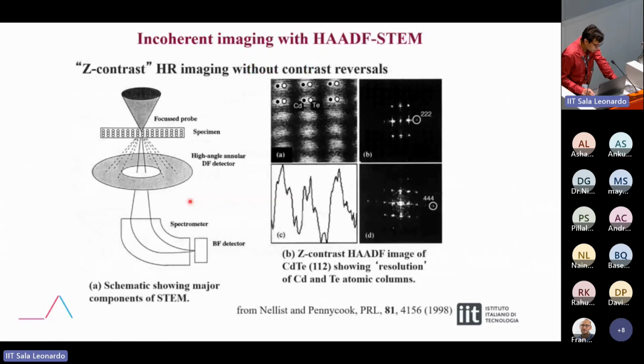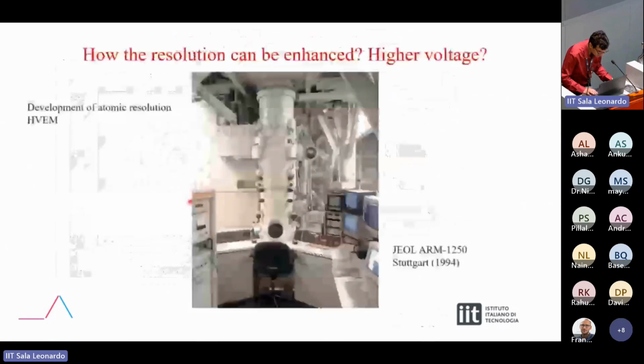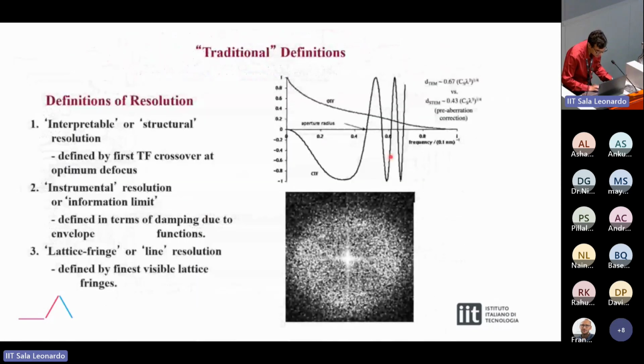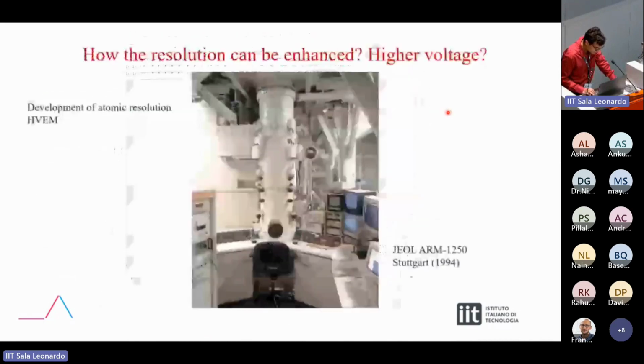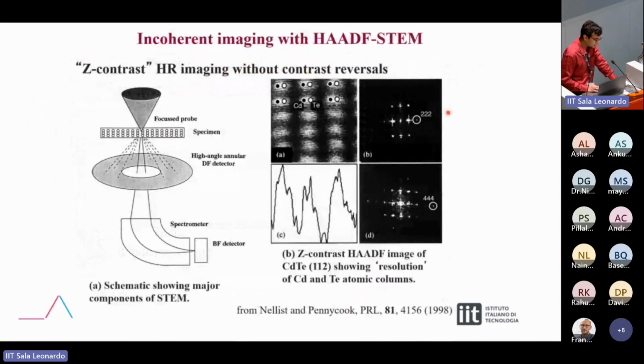So now going to STEM, as we can see in the first diagram that I showed, you can expect better resolution in terms of STEM. Basically in the high angle annular dark field, also called the Z contrast image, here you can see the Cd and Te atomic columns resolved. If you see the line profiles, you can see that they're clearly resolved.